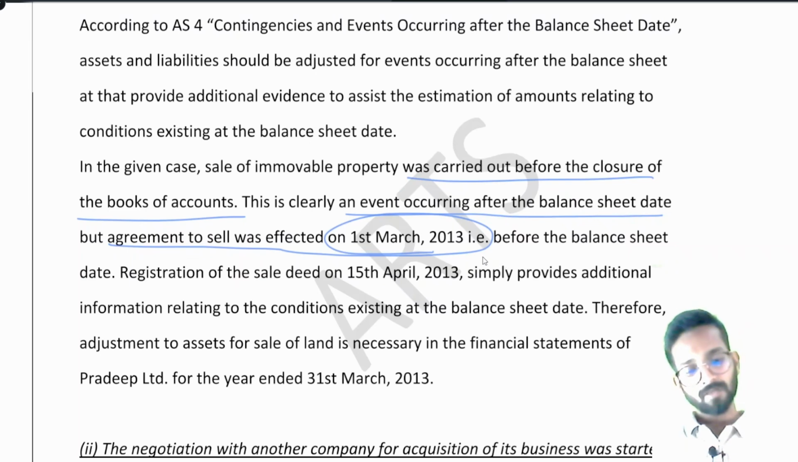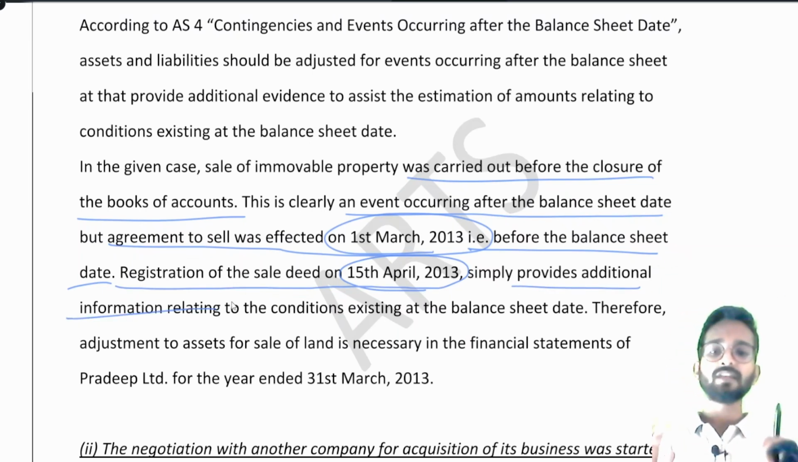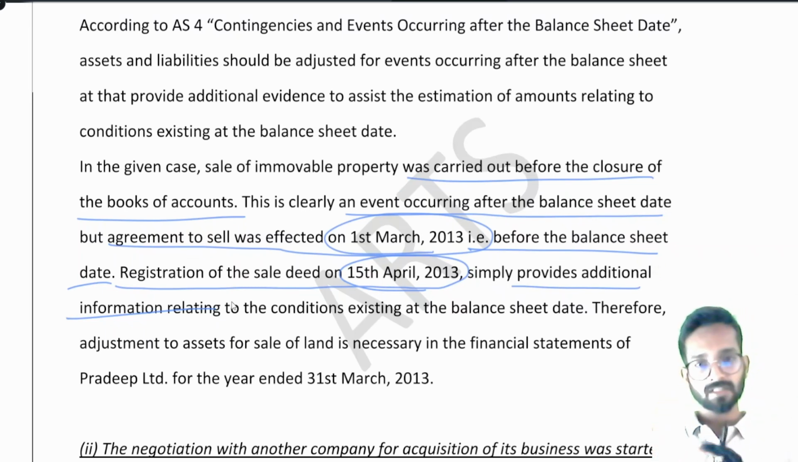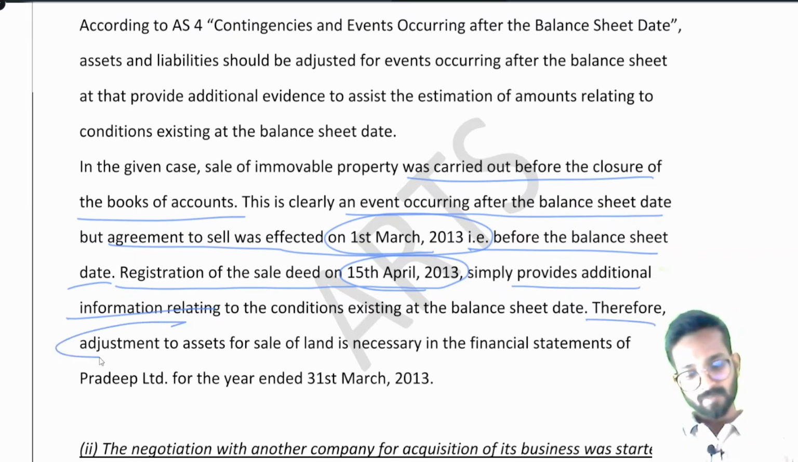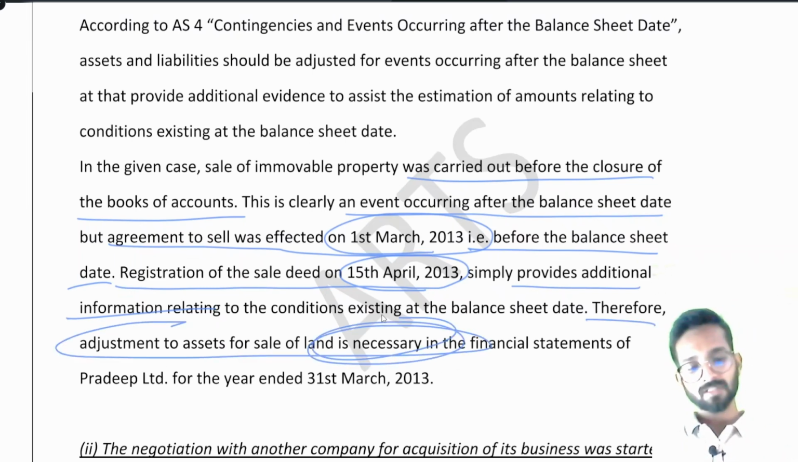Registration of the sale deed happened on 15th April, which simply provides additional information. It is just the additional information that registration happened on 15th April. But every title and agreement was transferred on 1st March itself. Agreement was made on that day only. So, therefore, adjustment to asset is necessary. It means whenever they are saying adjustment is necessary, it is the adjusting event.